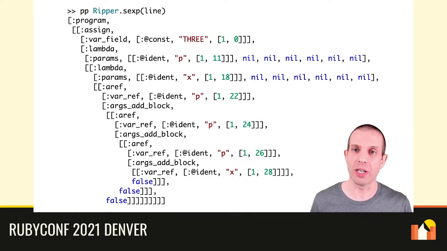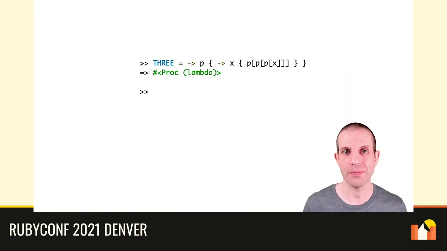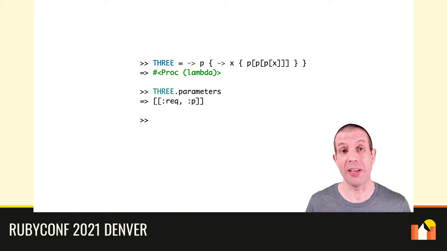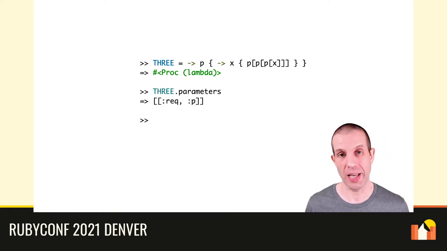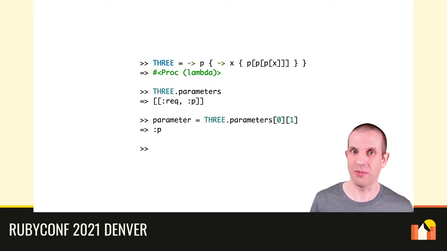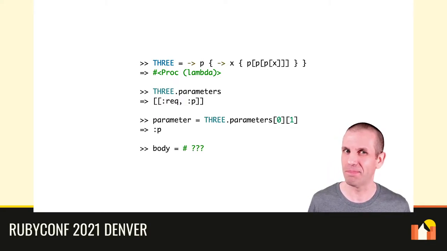And that means we're only relying on the functionality of the proc itself and not making any assumptions about where the proc came from or the availability of implementation-specific Ruby internals. If we take a proc like 3, we can already ask Ruby about its parameters. This is telling us that it's got one required parameter whose name is P. So it's easy to pull out that parameter name, which is half of what we want to know about the proc, but how do we get its body?